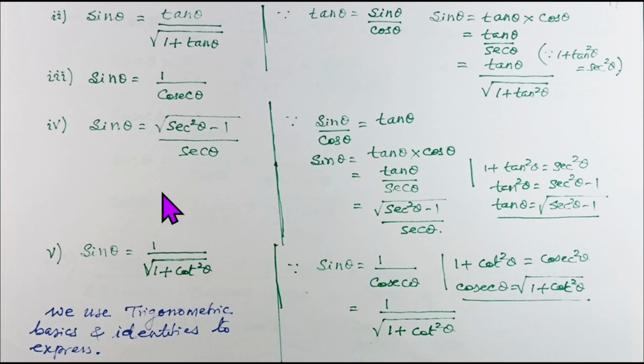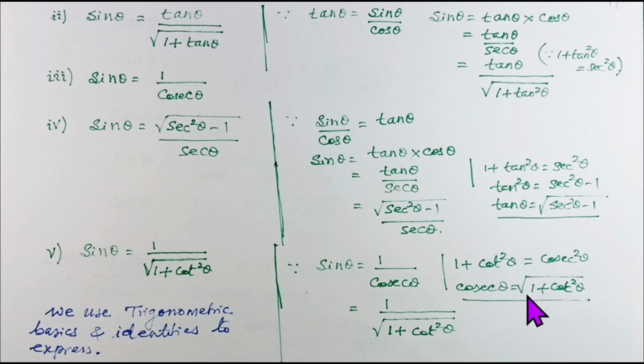So therefore what we have done here is we have expressed sin theta in terms of tan theta, sin theta in terms of cos theta, sin theta in terms of cosec theta, sin theta in terms of sec theta, and also sin theta in terms of cot theta. We have to understand these basics very clearly, and also why they are true, and this is how we prove. So to get this we have to know this.